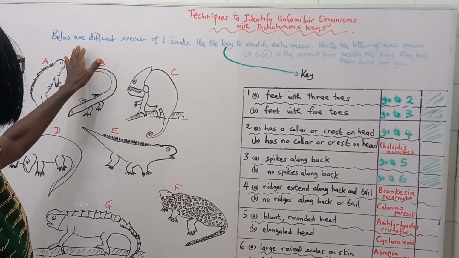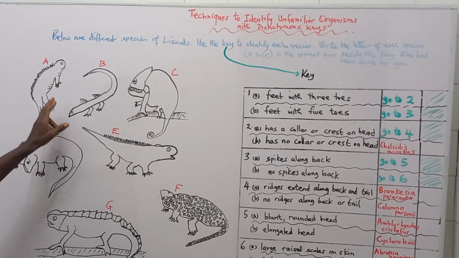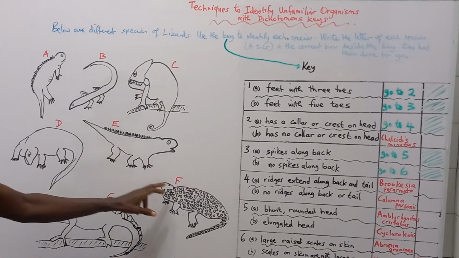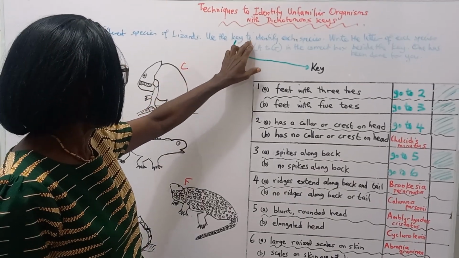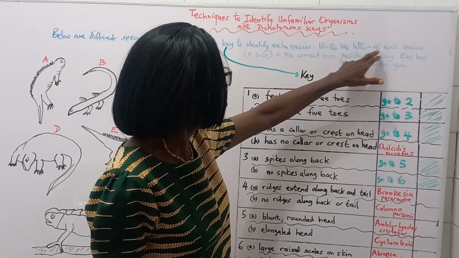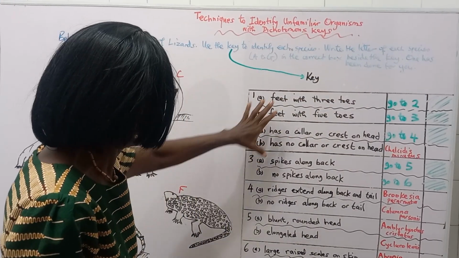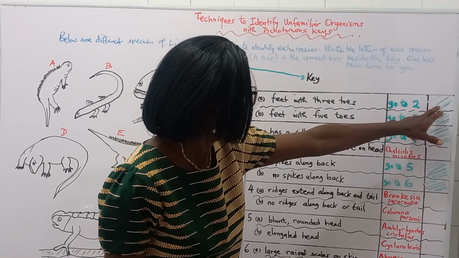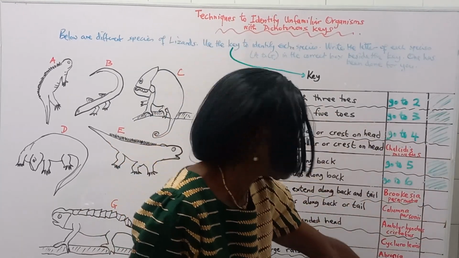Now the question says, below, that's below here, are different species of lizards. So we have these different species of lizards, A, B, C, D, E, F, G, all lizards. And you are told, use the key. This is the key to identify each species. Write the letter of each species, A to G, in the correct box. So we have the statements here. We have go to all the species. And this area is a box where you write the letter of the species.